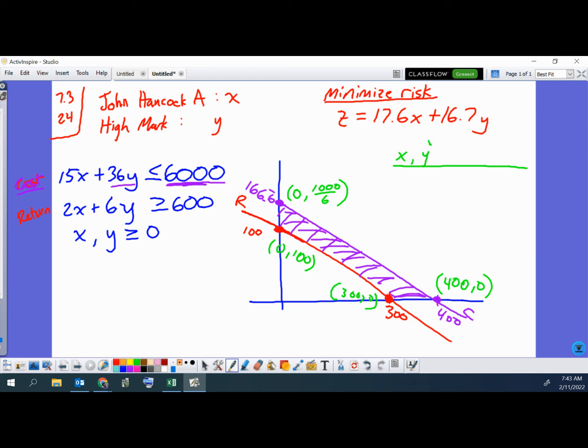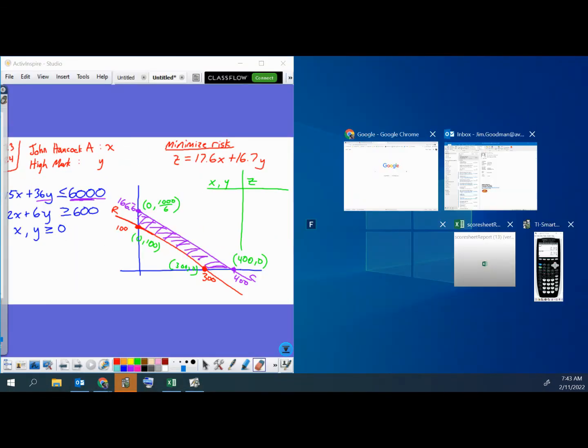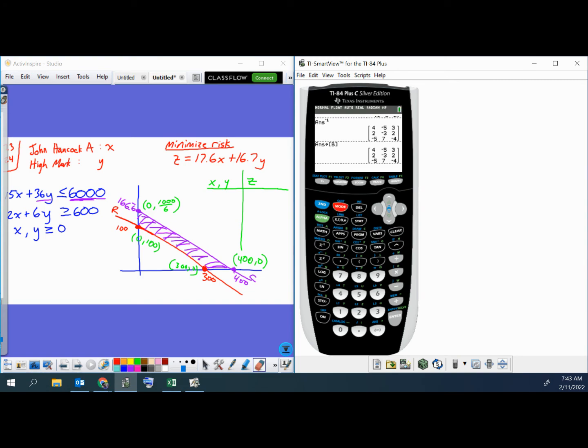So corner points and our z value, which of course is defined up here. And we're just going to plug those into that function. Let's see if I can get the calculator over here really quick. All right. And so if I plug that z function in, we'll just do it right here. We'll just do 17.6 times, and for one of the corner points, it's going to be 0, 100, right? So 0, 100.